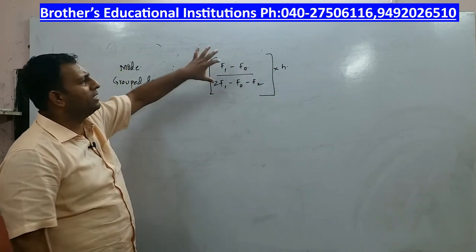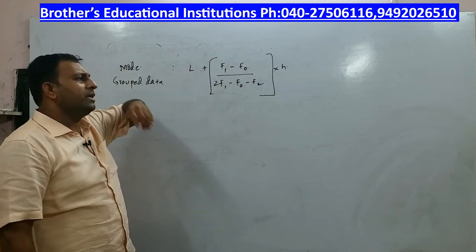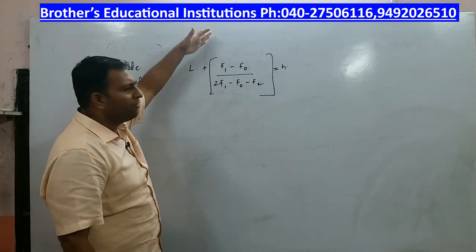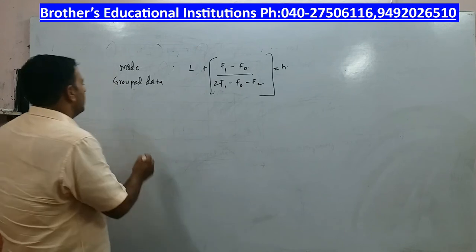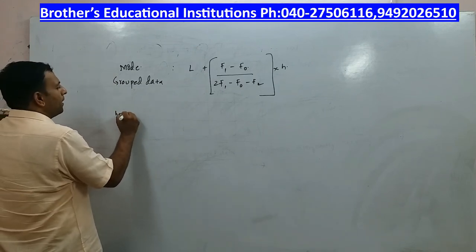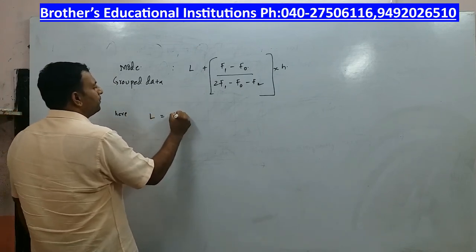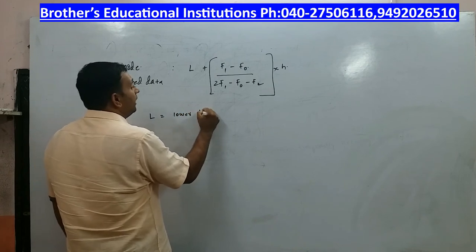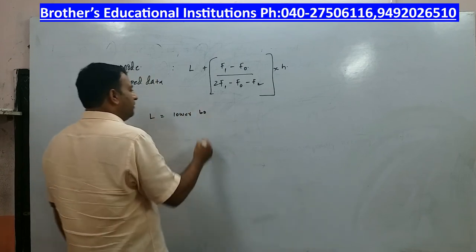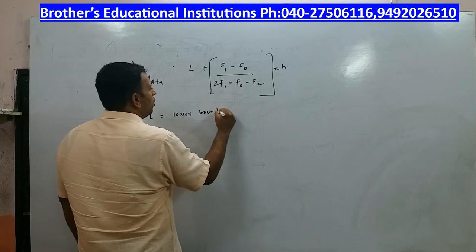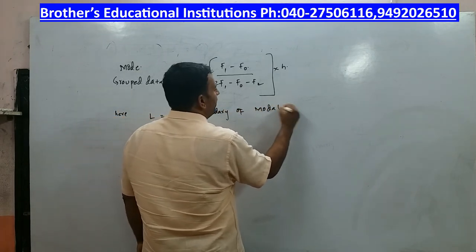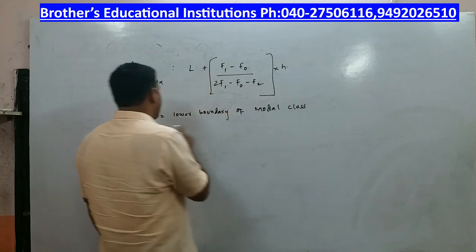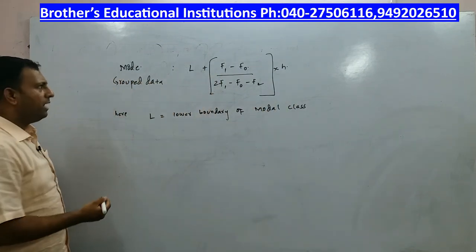Now what is important is these parameters, because in the examination he may ask you for 2 marks, write the formula for mode in grouped data and explain. So when he says explain, you have to write here what is L. L stands for lower boundary. Lower limit is different, lower boundary is different. L stands for lower boundary of the modal class. So please remember, L is called lower boundary of the modal class.